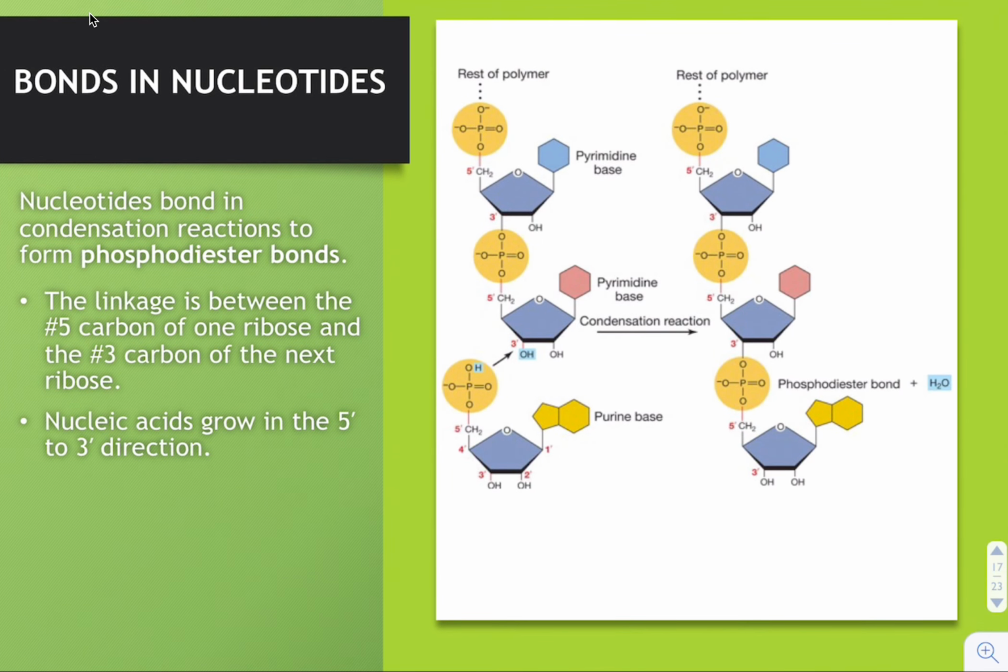So what are the bonds in nucleotides? Nucleotides bond in condensation reactions, dehydration synthesis, to form phosphodiester bonds, right? So you should associate phosphodiester bonds with nucleic acids. A phosphodiester bond is a linkage between the 5-carbon of one ribose and the 3-carbon of the next ribose. So if you're looking here, we could see this number 5 and this number 3, the 3 position and the 5 position. So whenever they form a bond between that 5 and that 3 position, then that is known as the phosphodiester bond. And nucleic acids go in a 5' to 3' direction.